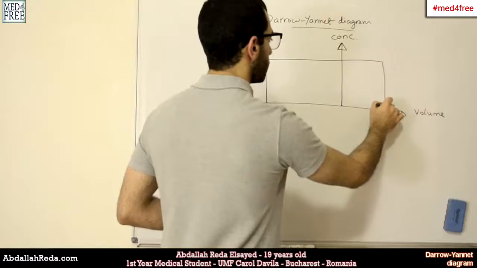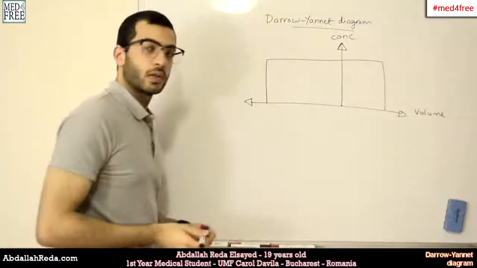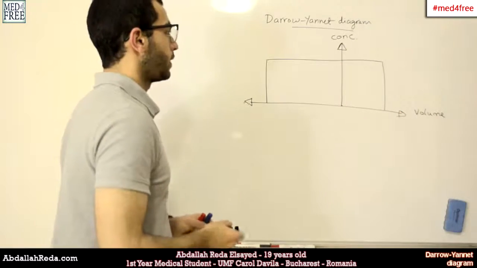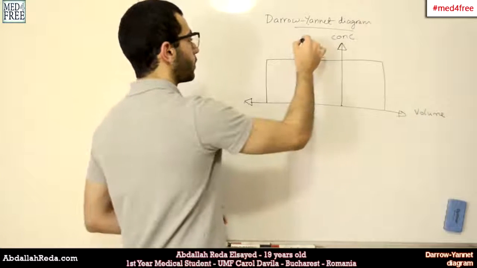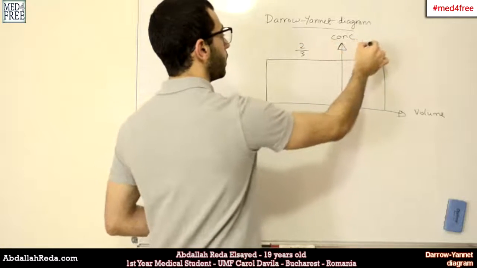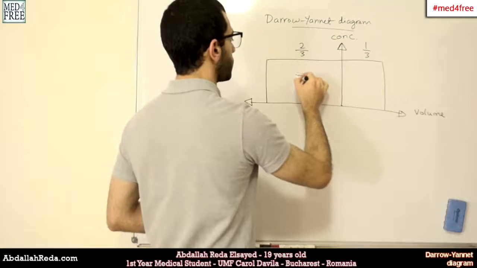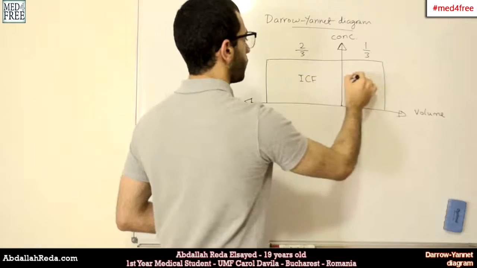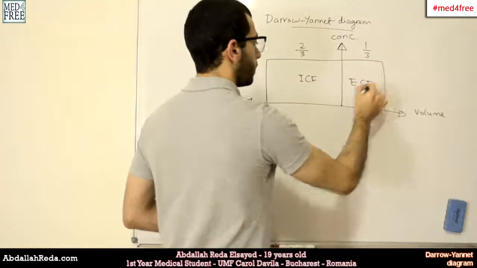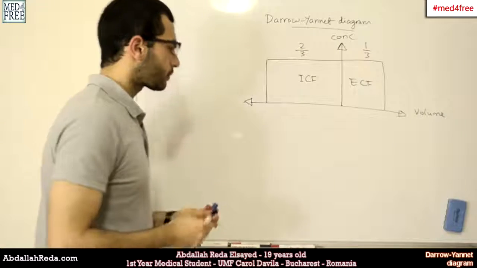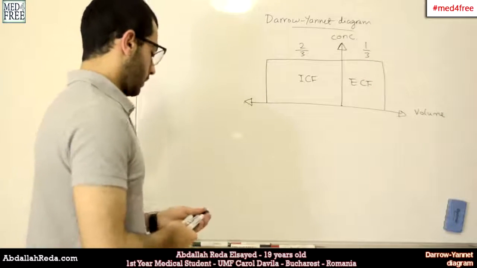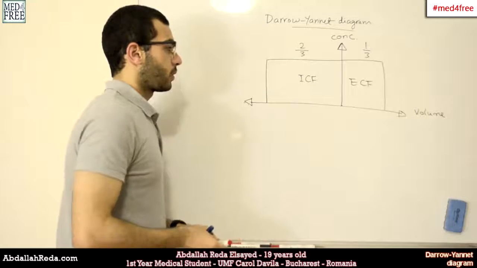we draw the compartments of the body fluids in their ratios: 2/3 and 1/3. 2/3 for the intracellular fluid and 1/3 for the extracellular fluid. So let's have our first example.